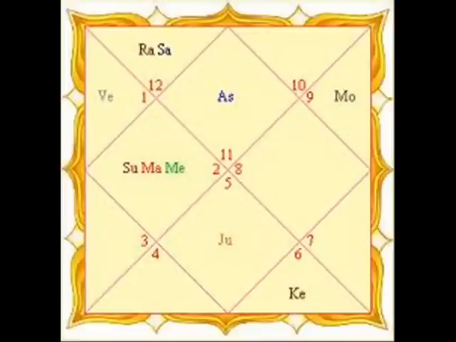And the third house will be Aries, which is occupied by Venus, and your 11th house will be Sagittarius, occupied by Moon, and your 12th house will be Capricorn, occupied by no one. This is how you should analyze your birth chart with respect to the houses, the planetary positions and the zodiac signs.